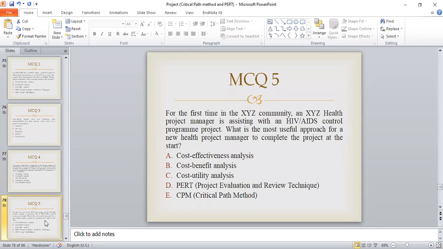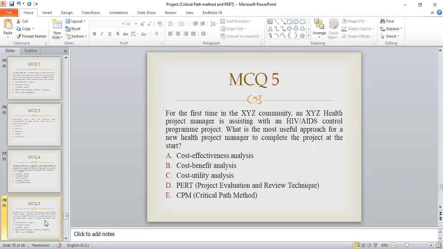MCQ 5. For the first time in the XYZ community, an XYZ health project manager is assisting an HIV or AIDS control program project. What is the most useful approach for the new health project manager to complete the project at the start? Alpha, cost effective analysis; beta, cost benefit analysis; C, cost utility analysis; Delta, PERT or CPM.